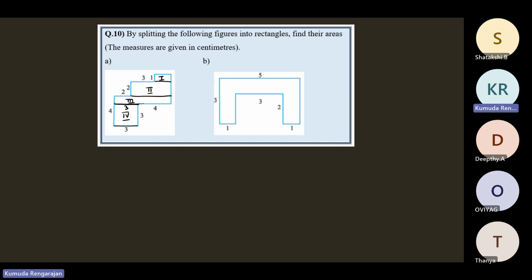So now the full thing is 3 plus 4, 7 centimeters. From here to here it is 3, and from here to here it is 4. So totally it is 7 centimeters. So in rectangle 3, opposite sides are equal. If from here to here it is 7 centimeters, from here to here also it will be 7 centimeters. But from here to here, it is 2 centimeters. So this one will be 5 centimeters.